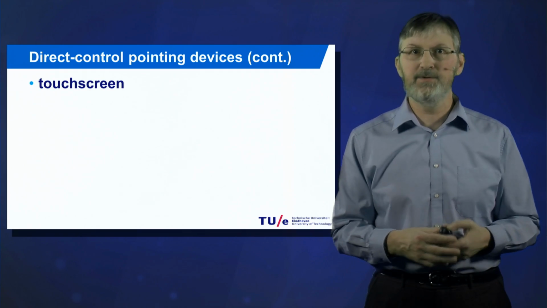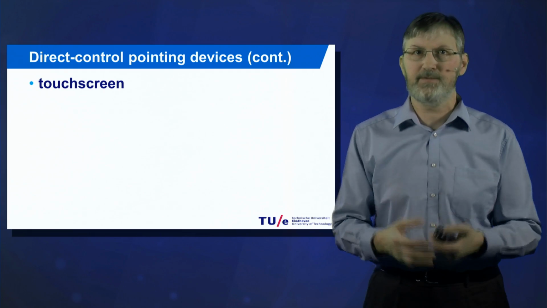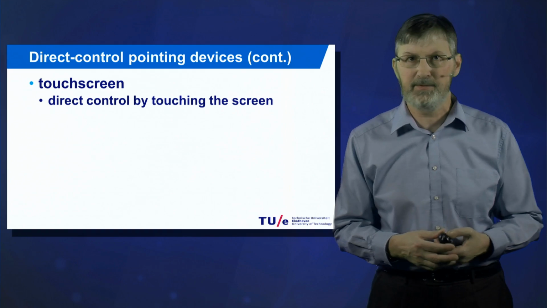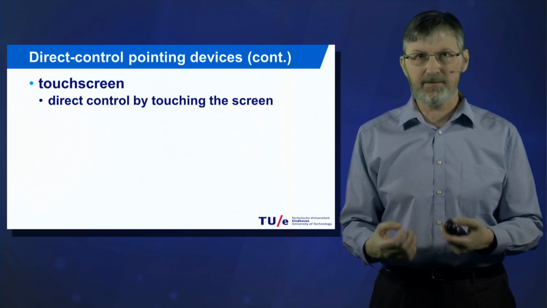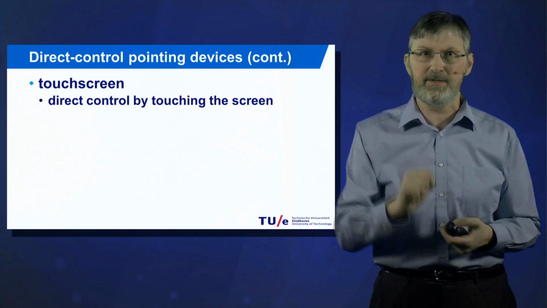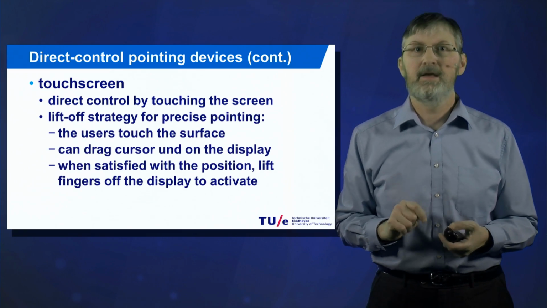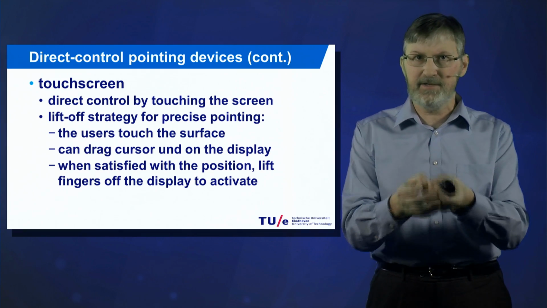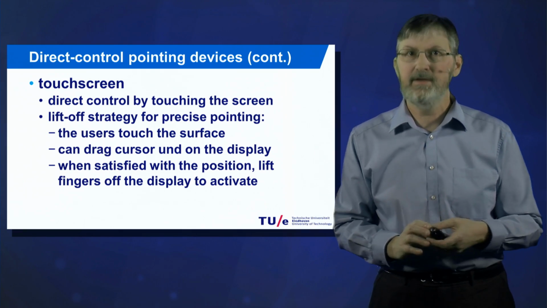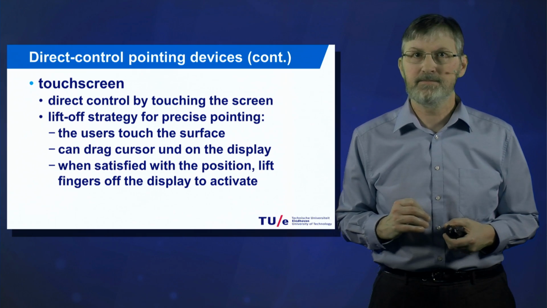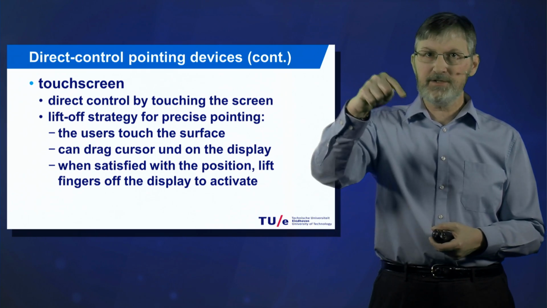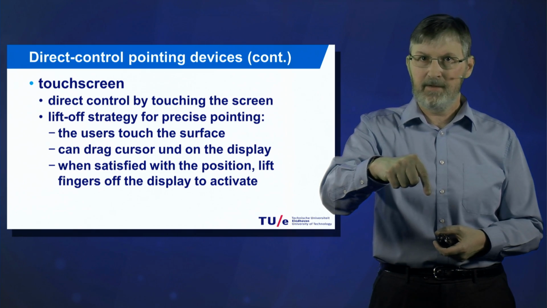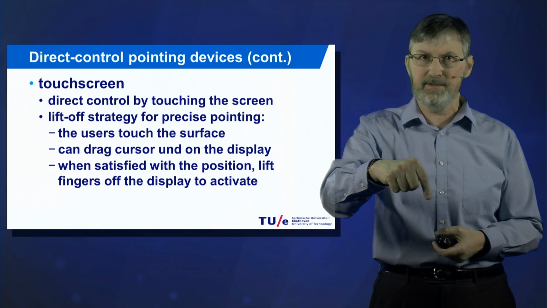What is easier to use is a touchscreen. We have touchscreens now on our phones and tablets, and sometimes on laptops, computers. It's direct control by touching the screen, mostly with your finger. Touchscreens use a different strategy for data entry than a keyboard. When you touch the surface, for instance on a virtual keyboard, the letter is not yet entered into the text.